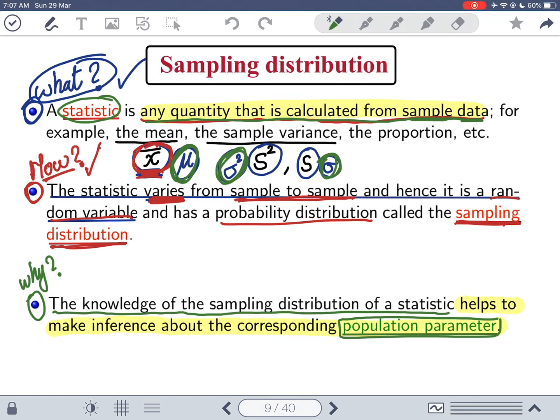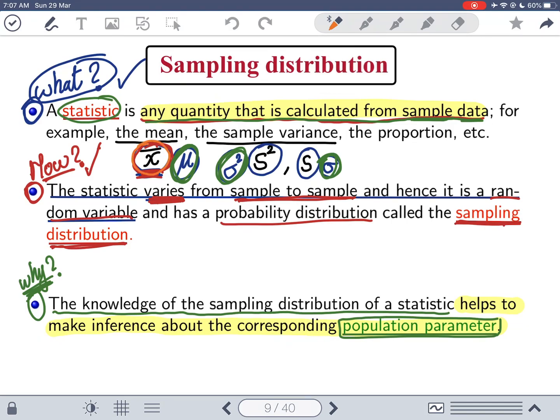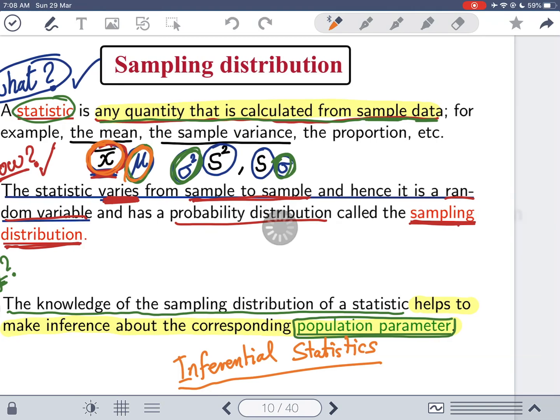Okay, and so the answer to why is that the sampling distribution of the mean of the samples is going to help us to get information about the population mean. So you go from the sample to the population. And remember, that is exactly what we called inferential statistics. Okay, good. So let's go to the next page.